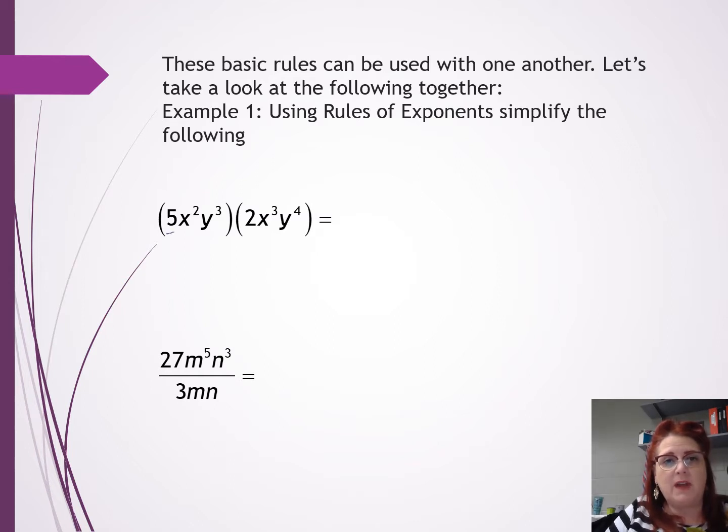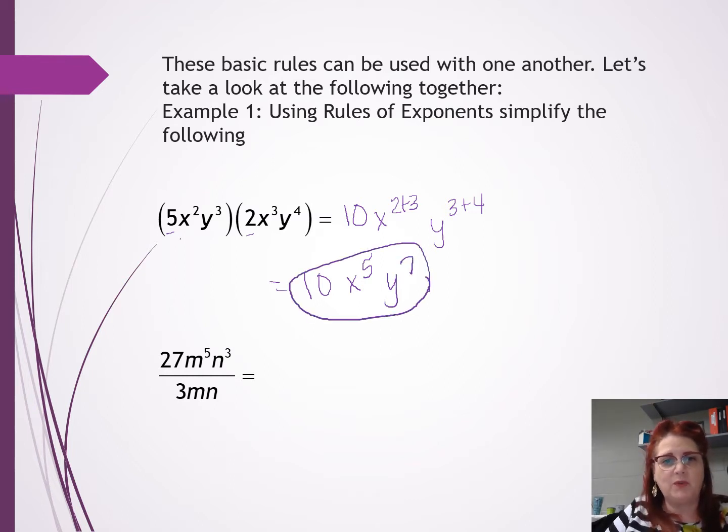I'm going to take the 5 and multiply it by the 2, and that's going to give me 10. And the x squared times x cubed, you're going to add those, right? And the y cubed and y to the 4th, you're going to add those exponents, 3 and 4. So you're going to get 10x to the 5th, y to the 7th.